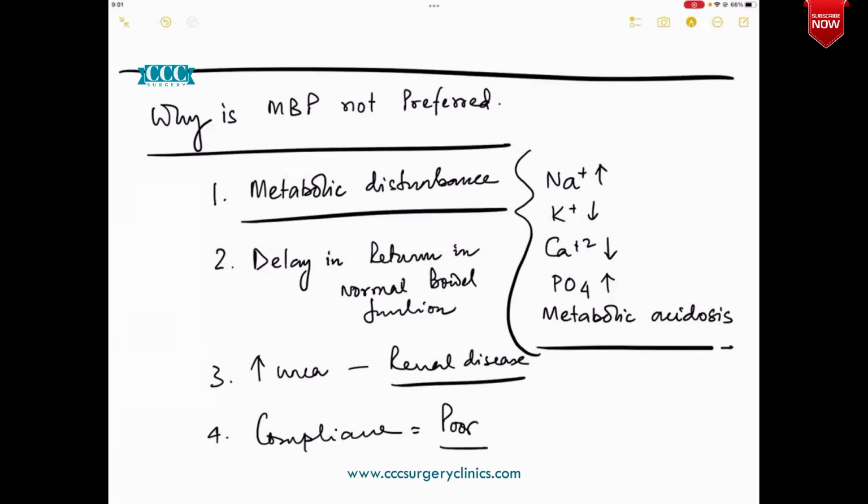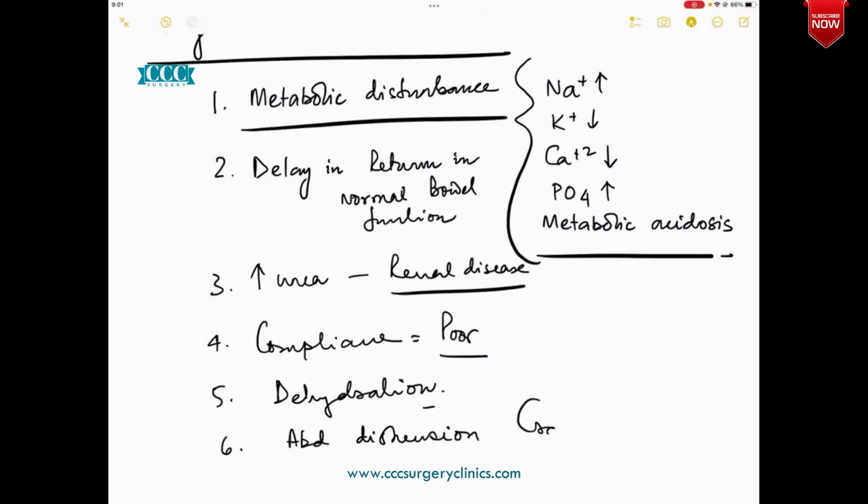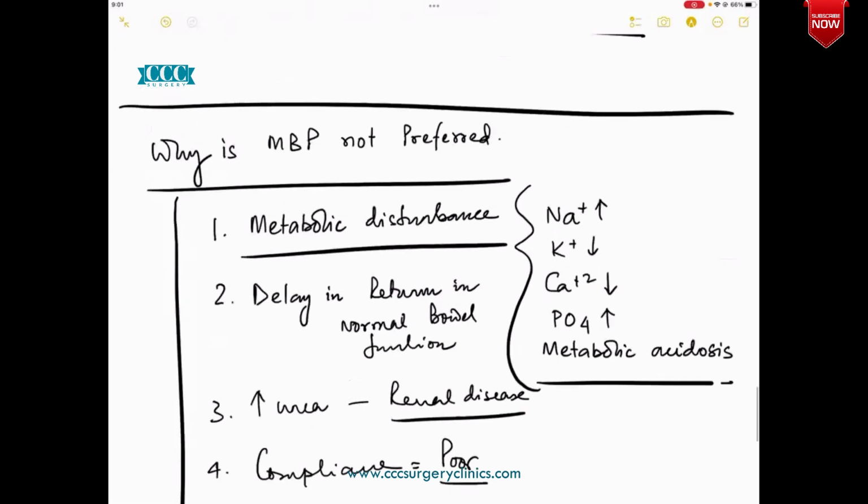because it is a form of discomfort to the patient. Dehydration is really a very big problem, as well as abdominal distension and abdominal cramp is a real big problem. So these are the main issues to know in these patients. And this is the reason MBP is not preferred in these patients.